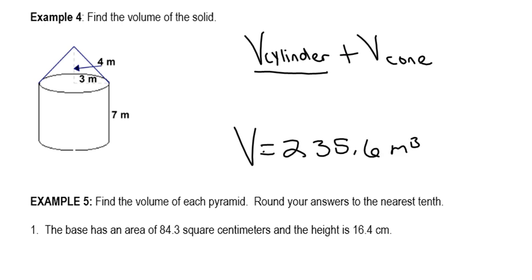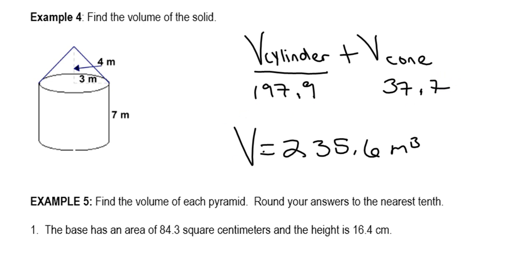So we should have gotten a total of 235.6 cubic meters. Breaking that down, oops, sorry. The volume of the cylinder should have been 197.9, and then the volume of the cone should have been 37.7, and then added those together, should have gotten 235.6.